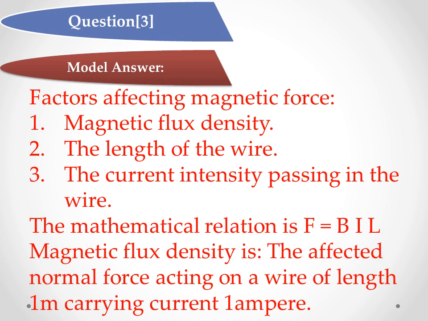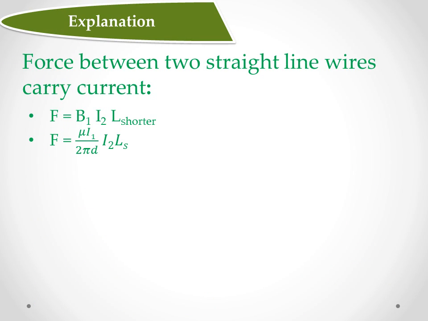Model answer. Factors affecting magnetic force: magnetic flux density, the length of the wire, the current intensity passing in the wire. The mathematical relation is F equals BIL. Magnetic flux density is the normal force acting on a wire of length 1 meter carrying current 1 ampere. Explanation. Force between two straight line wires carrying current.